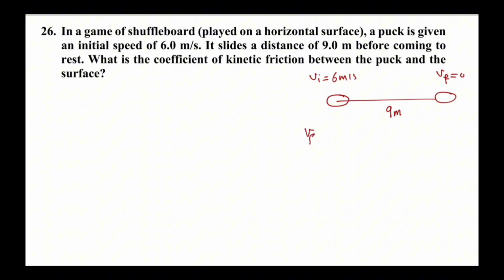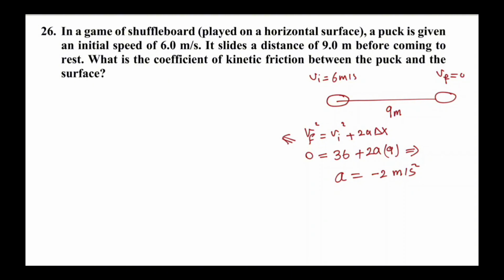So the final squared equals the initial squared plus 2a delta x, and 0, it's coming to rest, equals 6 squared plus 2a, and delta x is just 9. And from this one here, a equals minus 2 meters per second squared, the negative sign because it's decelerating, which makes sense.